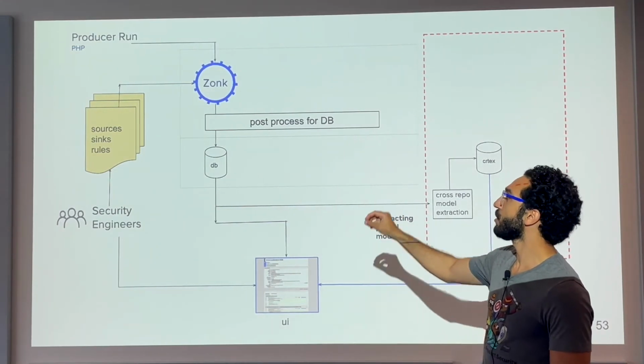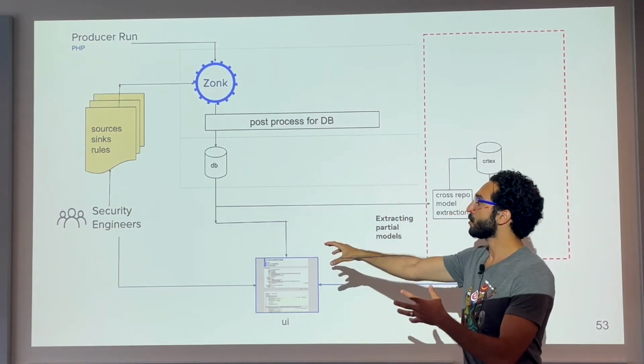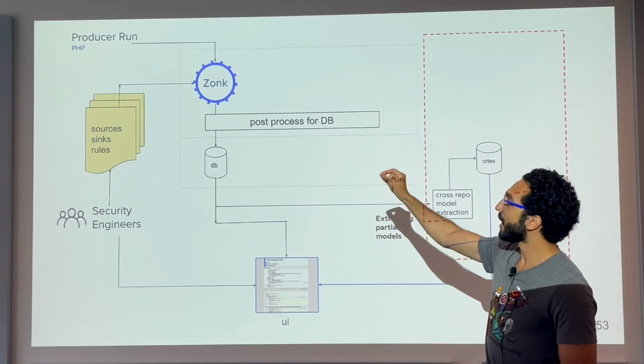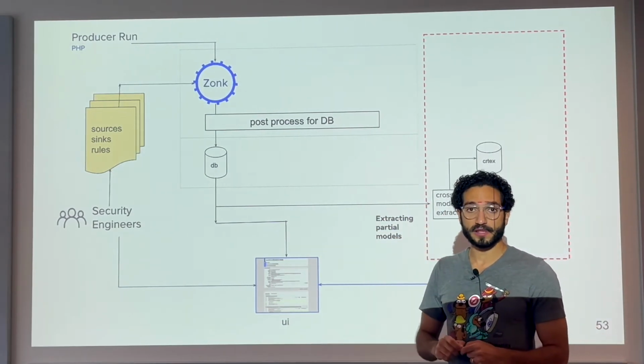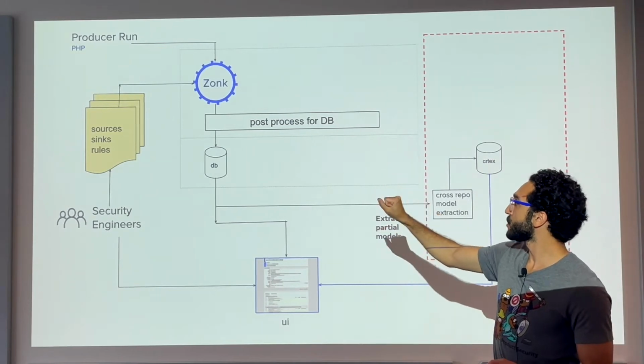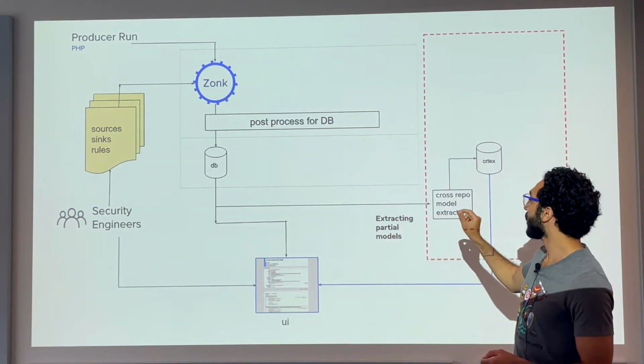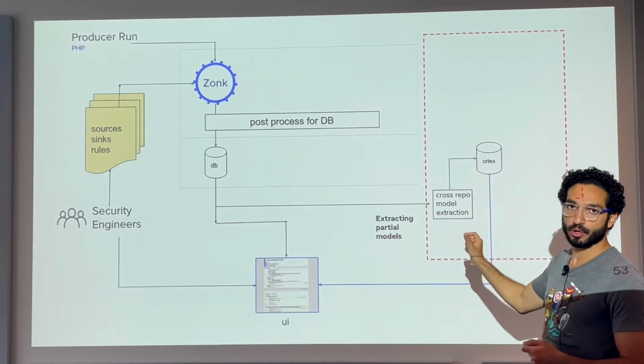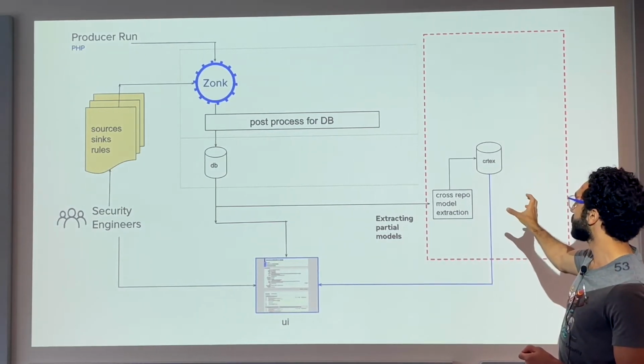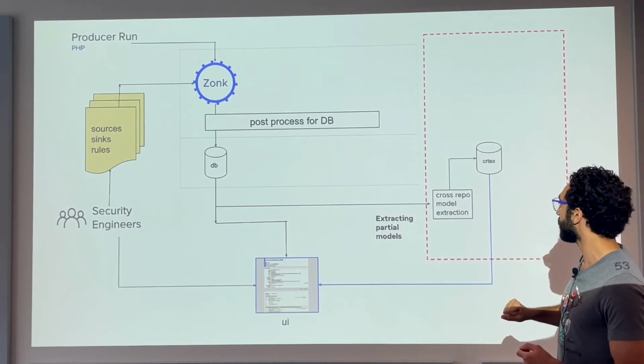This is the producer run, ZoneClan, running in PHP. We have security engineers defining sources and sinks. Remember, now we have the sinks also as our RPC calls. So ZoneClan analyzes PHP, stores the result in the database normally, but we have an extra step of extracting these partial models and storing them into a database that we call crtech, and we will define it in coming slides.